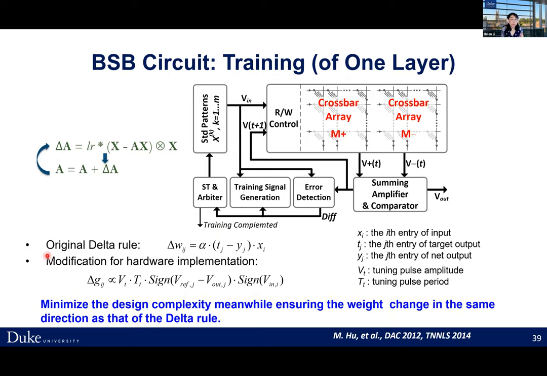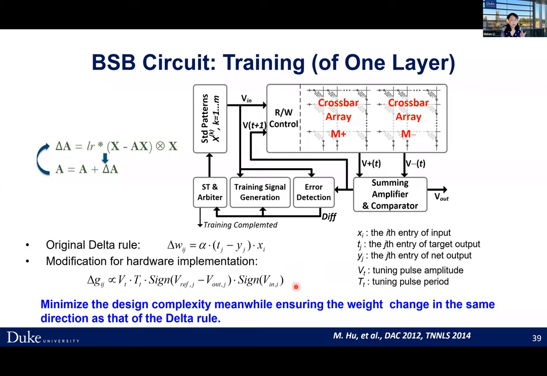So if you're looking at the original delta rule algorithm, we need to compute the true prediction results, compare them with the target, do subtraction operations, and multiply with the exact input value, okay? So first of all, this operation involves the multiplication of high precision data. And secondly, obtaining all this in detail is harder in hardware design.